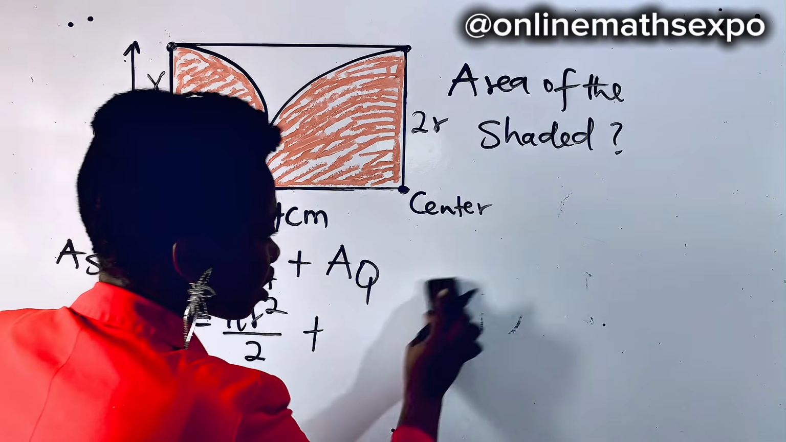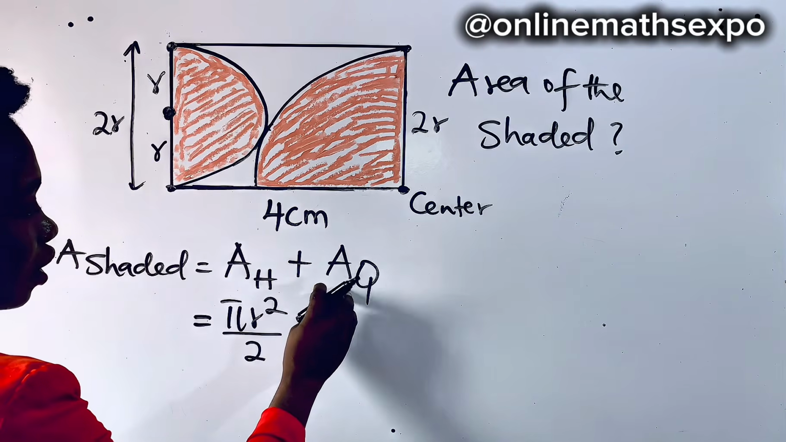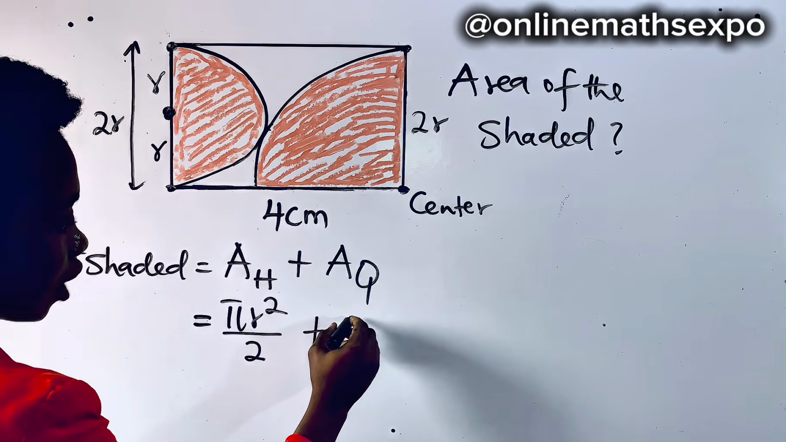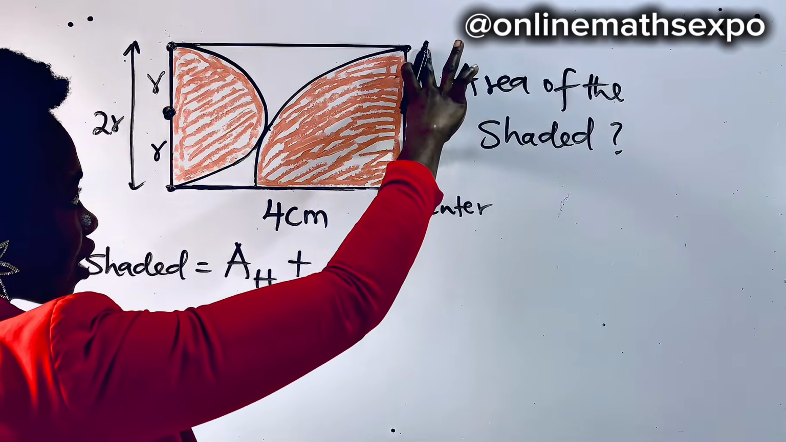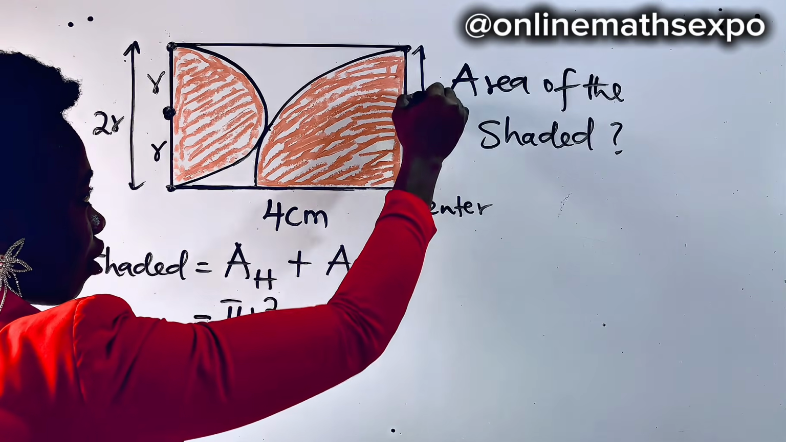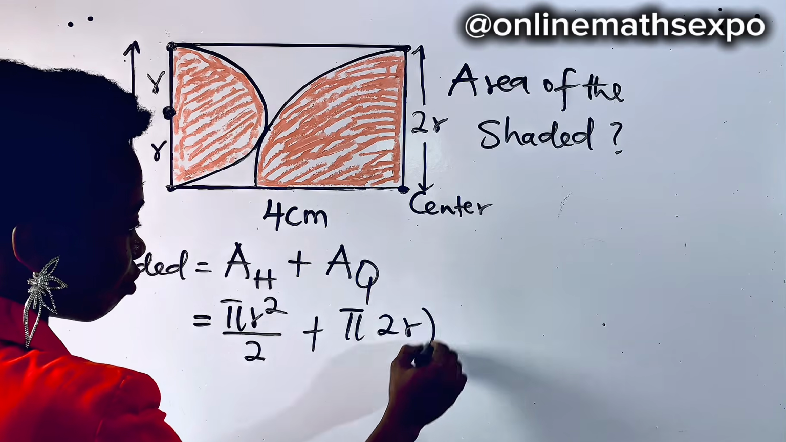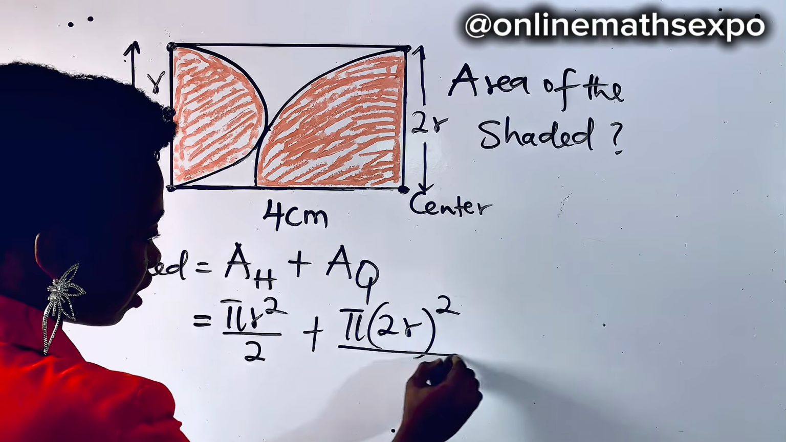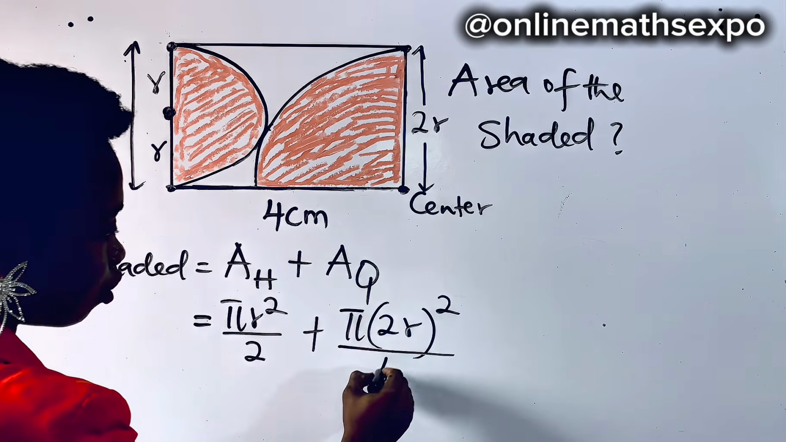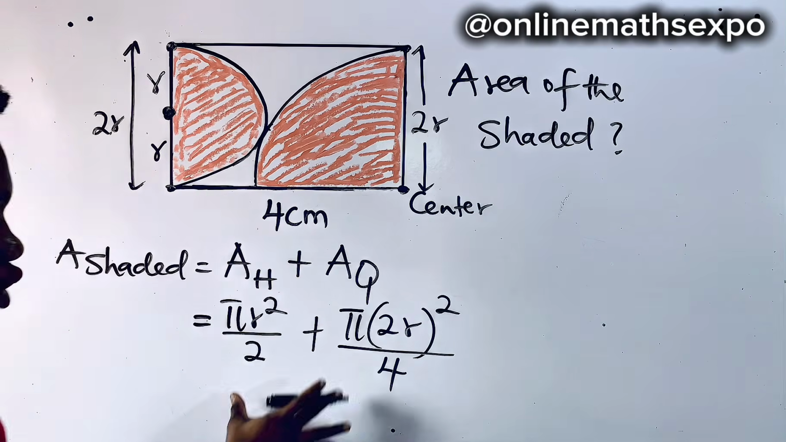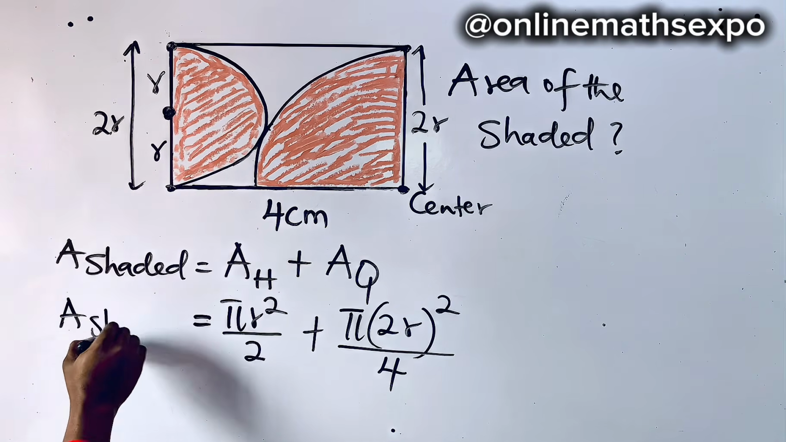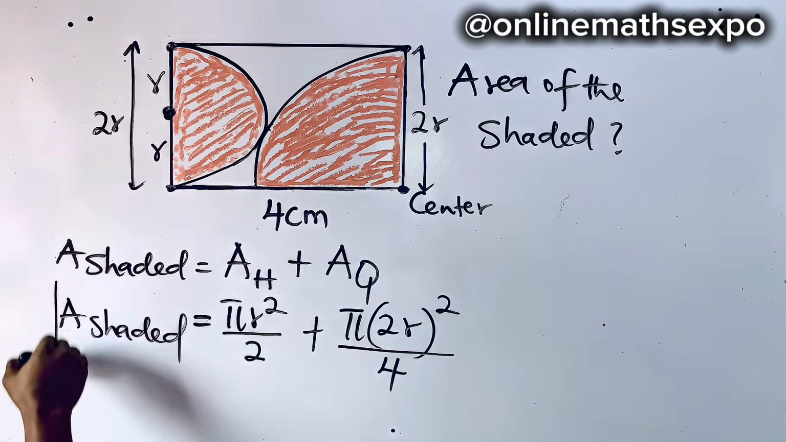Now, if you apply it here, the area of the quarter circle will be pi. From here to here is our radius, and that is what gives us 2r. Then remember to square and then divide it. For a quarter, you divide by 4. So if we can do this, it gives us the area of the shaded.